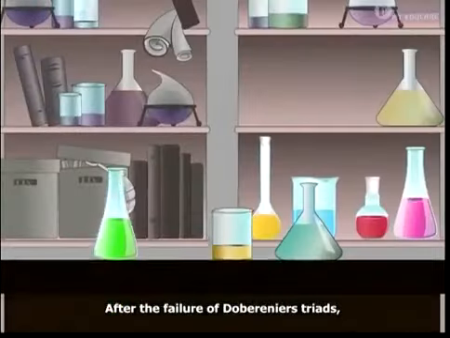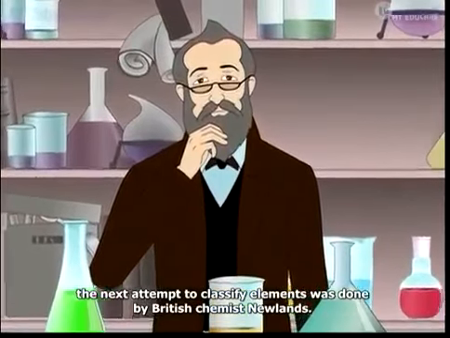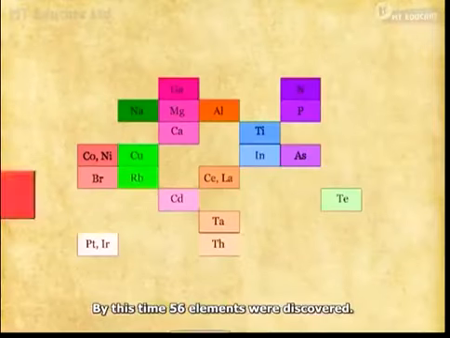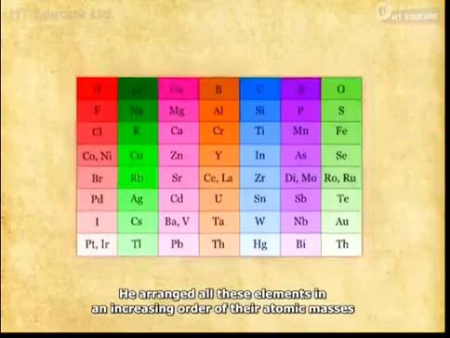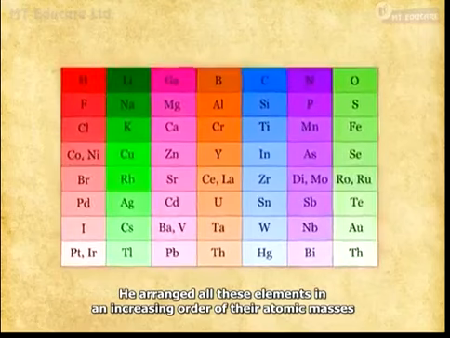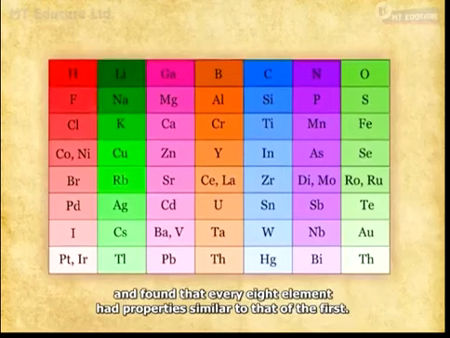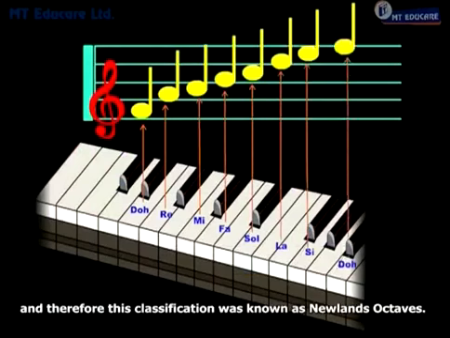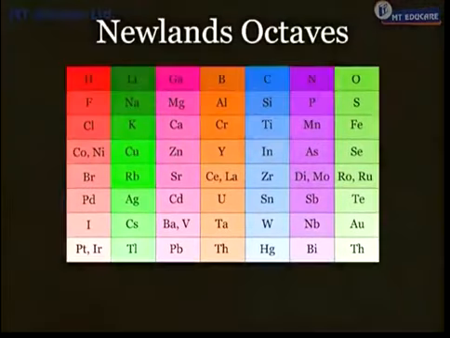After the failure of Dobereiner's triads, the next attempt to classify elements was done by the British chemist Newlands. By this time, 56 elements were discovered. He arranged all these elements in an increasing order of their atomic masses and found that every 8th element had properties similar to that of the first. He compared this to the octaves found in music, and therefore this classification was known as Newland's octaves.